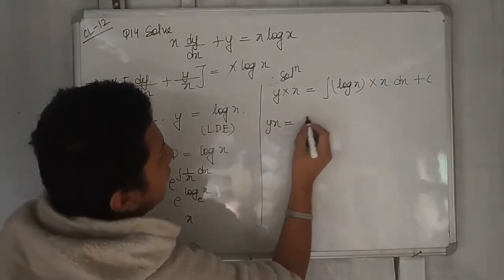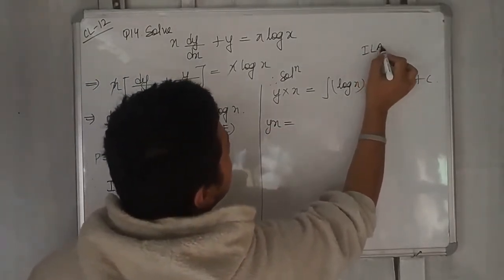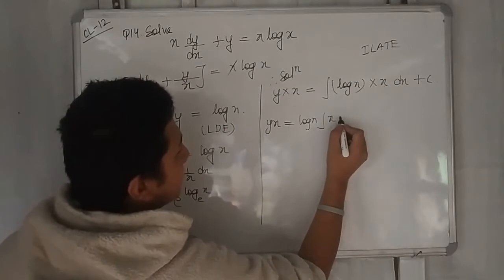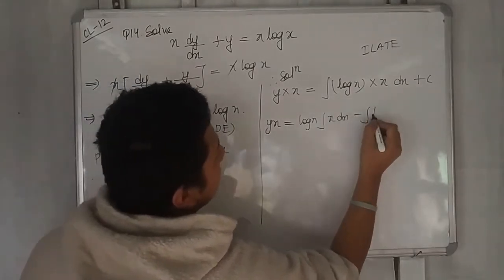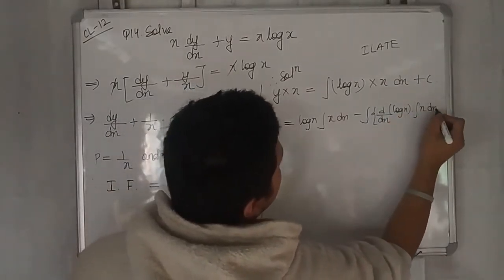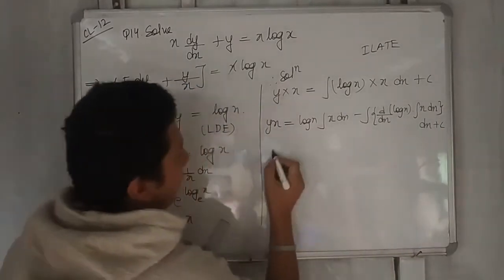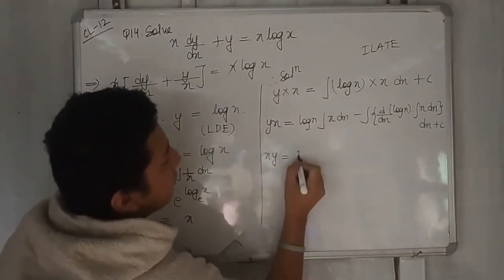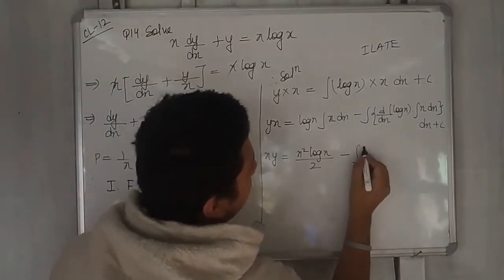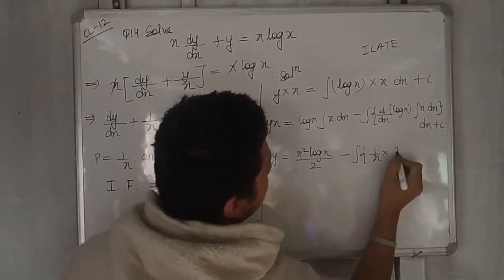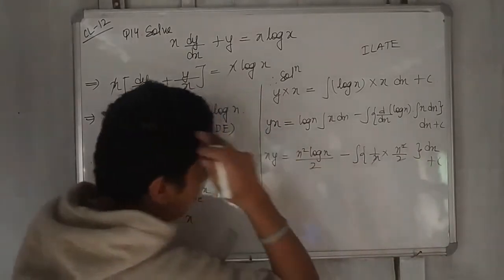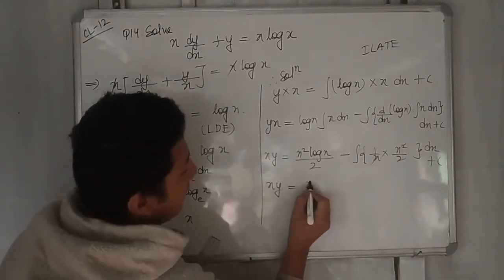So yx = ... LIATE, which comes first? Log, right? So log x times integration of x dx minus integral of differentiation of log x. These things you also know how to do, dx and then plus c, so I'm doing it very quickly. So xy = x square log x by 2, minus differentiation of log x is 1/x, and integration of x is x square by 2, dx. Finally it gets cancelled out. So 1/2 is a constant, it comes outside. So xy, x square log x.